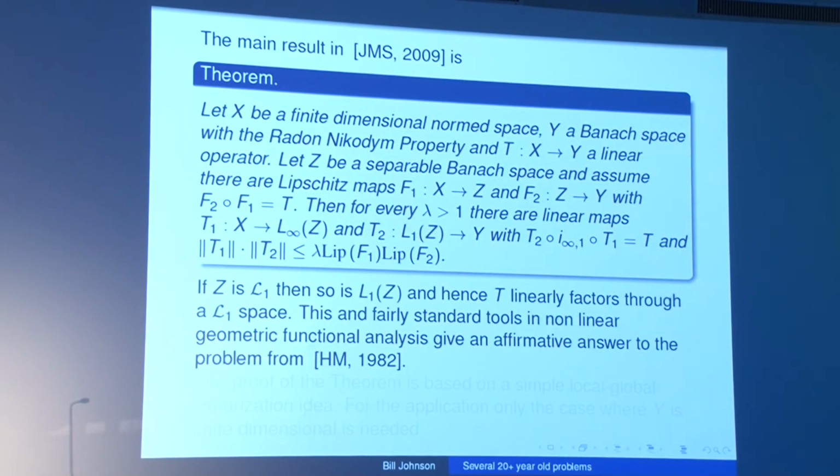However, if Z is L1, then so is L1 of Z. L1 of L1 is an L1, and that passes to this context. And so that means that, in this case, Z factors through a script L1 space. Well, once you have this preliminary theorem, then you begin to use your bag of tools that have been around for a while, and you can give an answer to this problem.